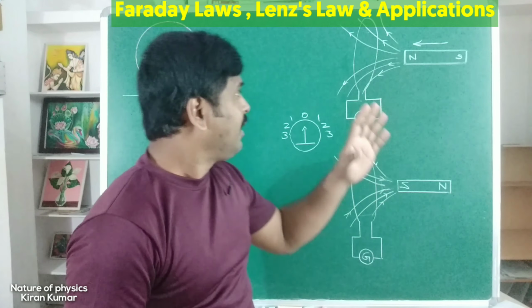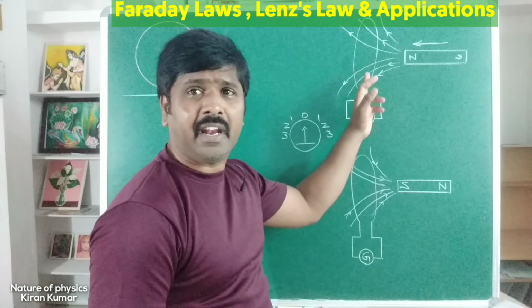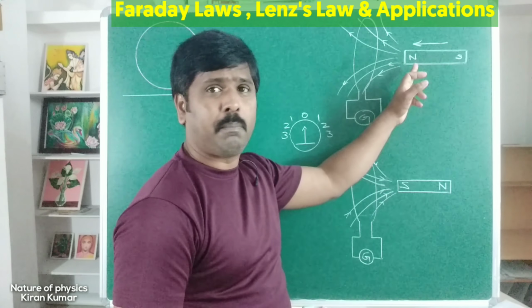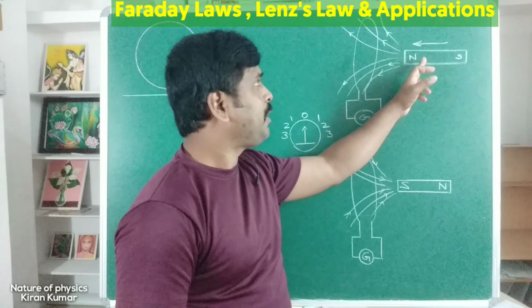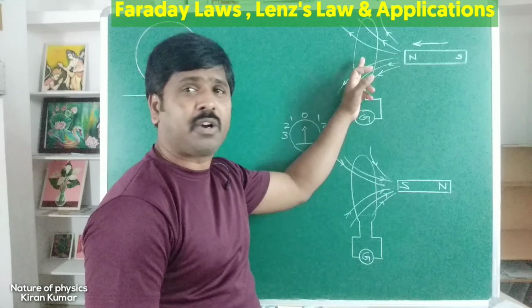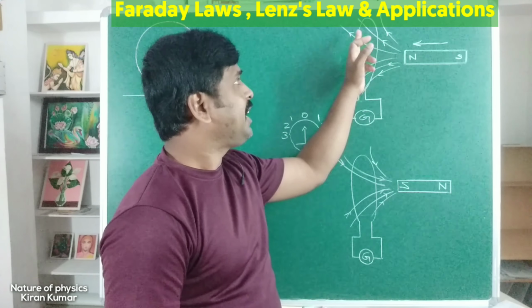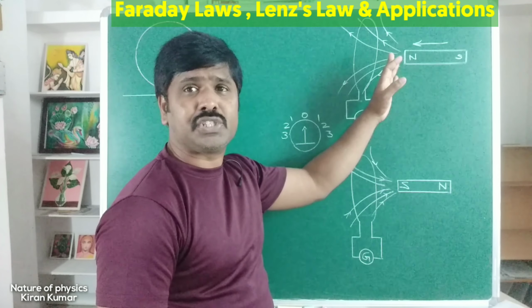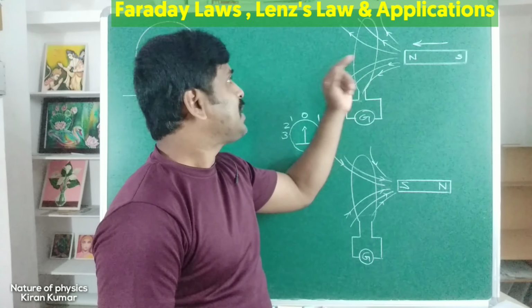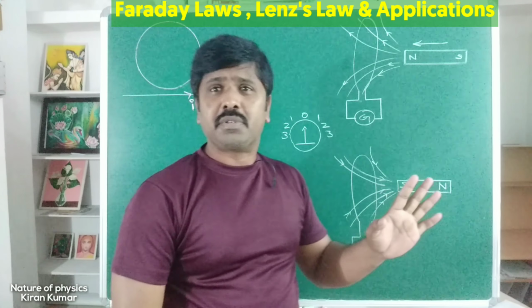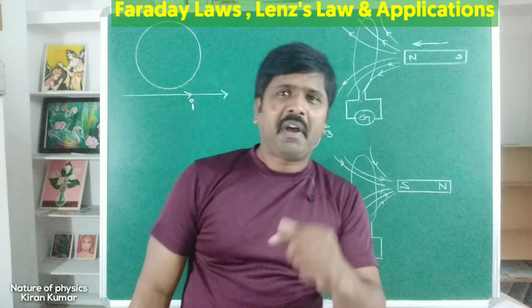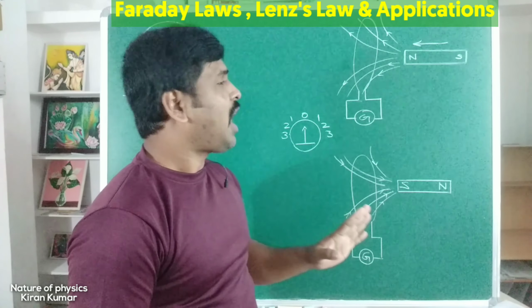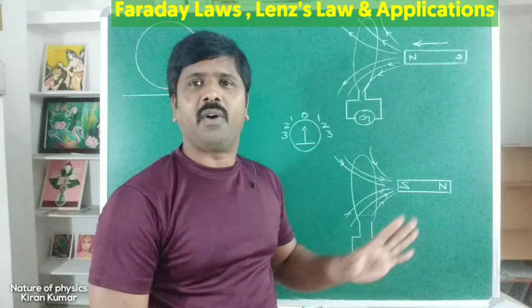See, first I'm considering this circular coil and this bar magnet. The north pole of the magnet is moving towards the coil. That's why the magnetic lines towards the coil increase, and that's why EMF is induced in the coil. We can identify it with the help of a galvanometer in the coil.